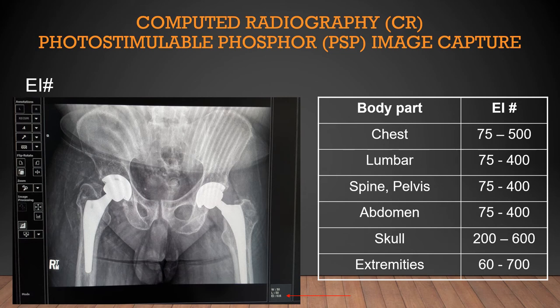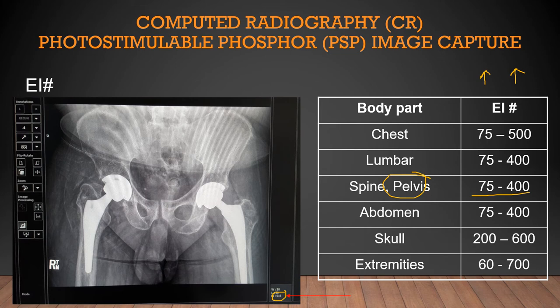So this is a pelvis x-ray. And for a pelvis x-ray, I want to have an EI number of 75 to 400. What is my EI number? It is 616. My EI number is too high. With this particular system, if my EI is too high, I have overexposed my patient, and I need to decrease my mAs. So I'm fine with this system because this works the way that my brain works.